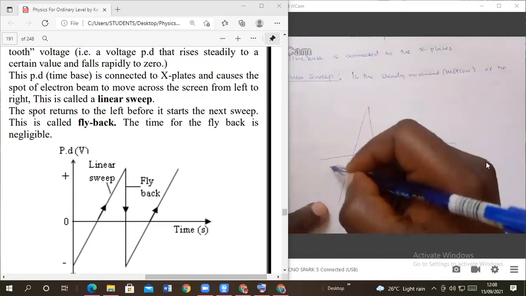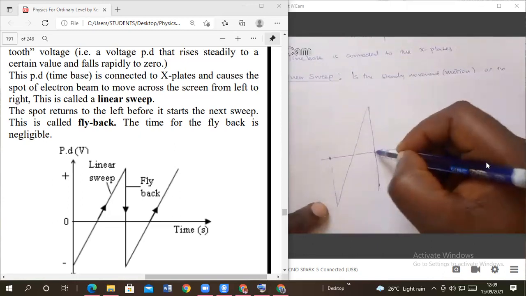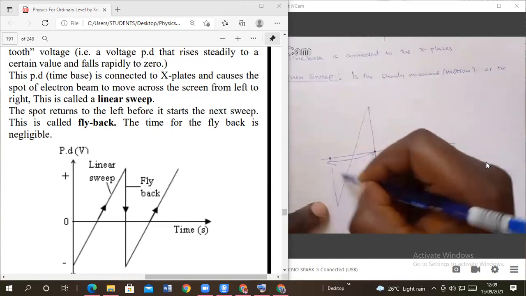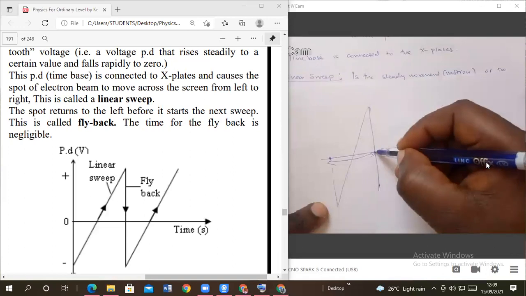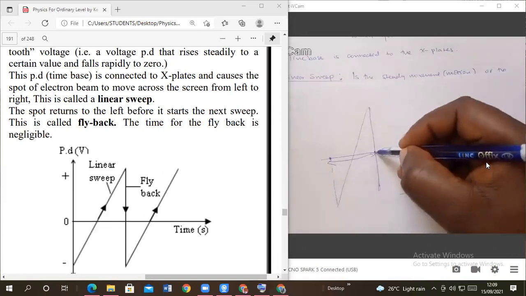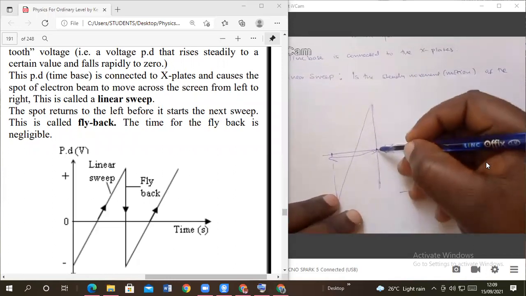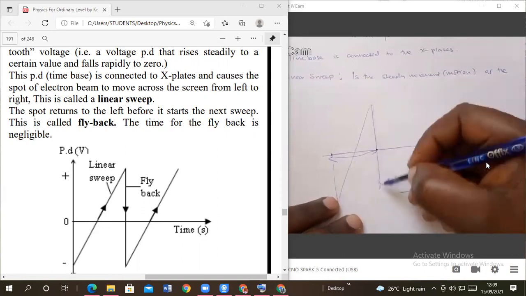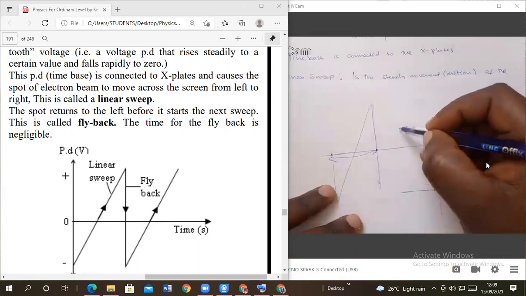For this one, we shall take the time from here up to this time which is here. So the time here is quite large for the linear sweep, but for the fly back, the time is very small because it appears just like a straight line. So in most cases, it is very hard for us to notice the fly back on the CRO.